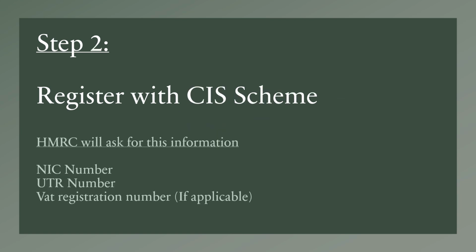Once you've done that, the next step is to register with the CIS scheme. To do that, you'll need your national insurance number, the UTR number that you will have got from step one, and a VAT registration number if applicable. It probably won't be if you're just an individual working on some kind of construction site.